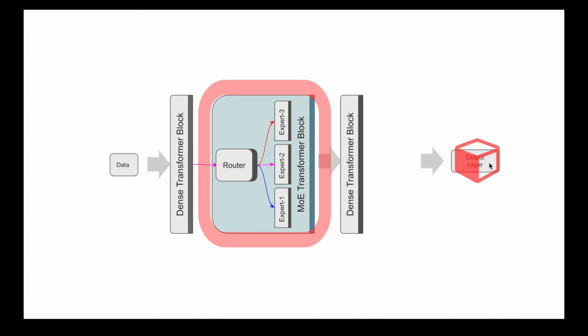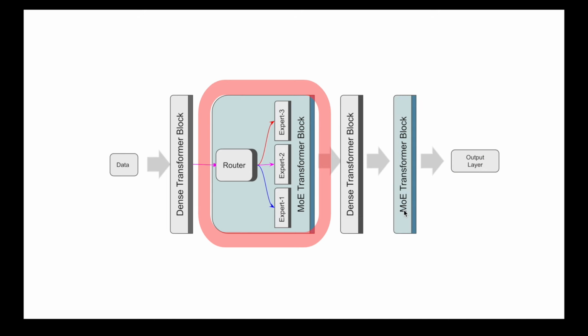However, if it is needed, then another MoE transformer block can also be added. It means if we look at the whole pipeline, we can say that the MoE layer can be sandwiched between the dense transformer blocks depending on what the need is.